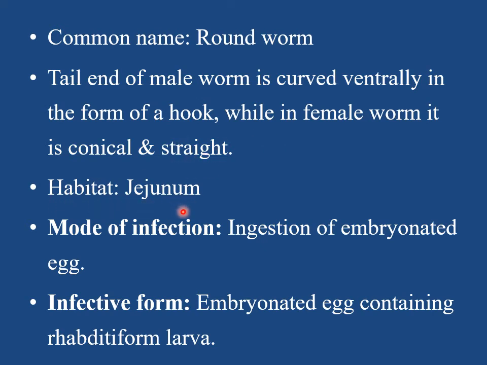Habitat is jejunum. Mode of infection is ingestion of embryonated egg. Whenever vegetables or fruits contaminated with embryonated eggs are consumed, we can get infection of Ascaris. Hence the infective form is the embryonated egg containing rhabditiform larvae of Ascaris.